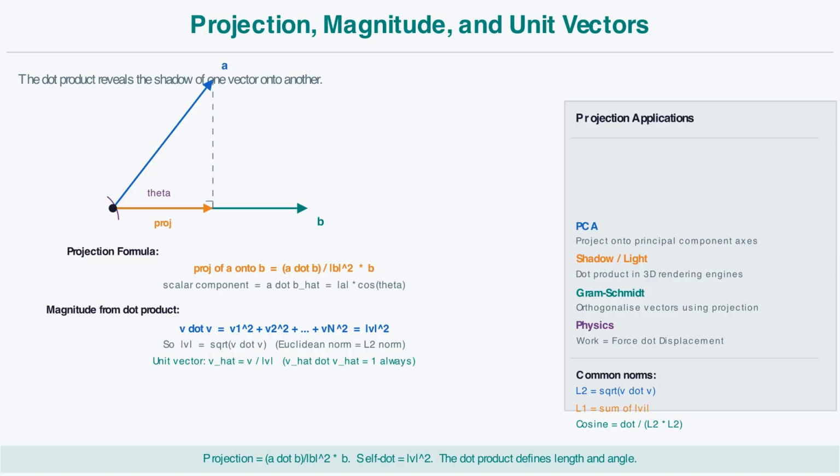There is also the self-dot product identity. The dot product of a vector with itself equals the sum of squares of all its components, which is exactly the square of its L2 norm or Euclidean length. So the dot product is not just about angles between different vectors, it is also the fundamental operation for computing the length of a single vector.